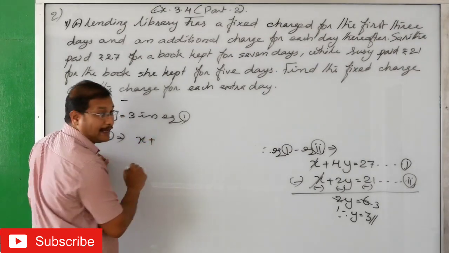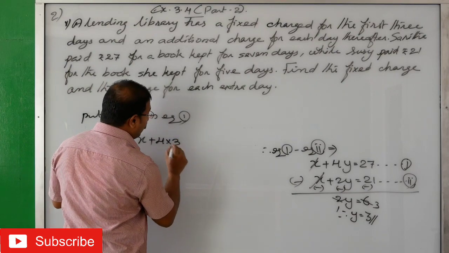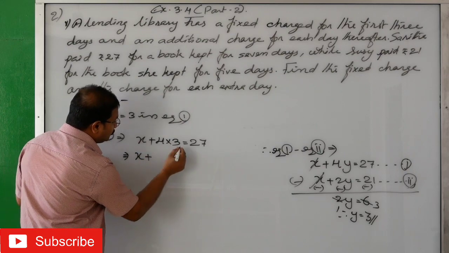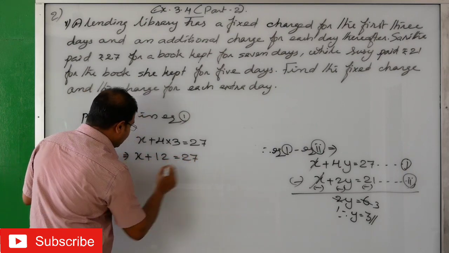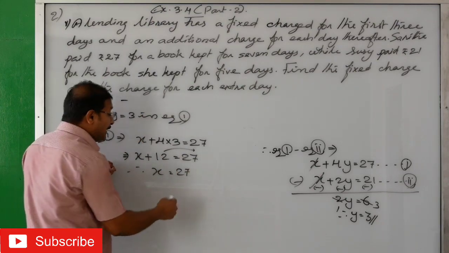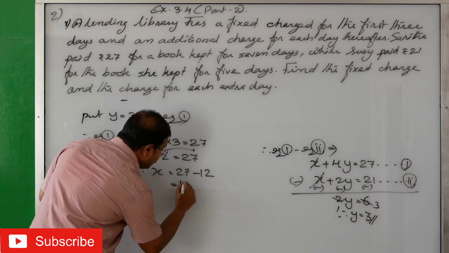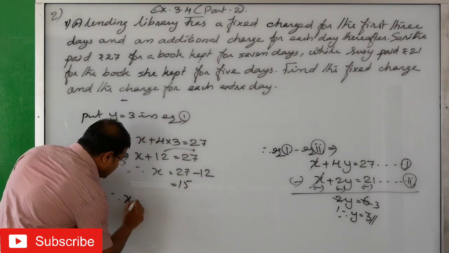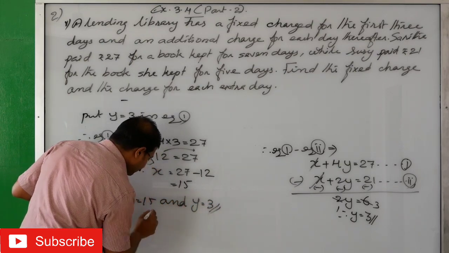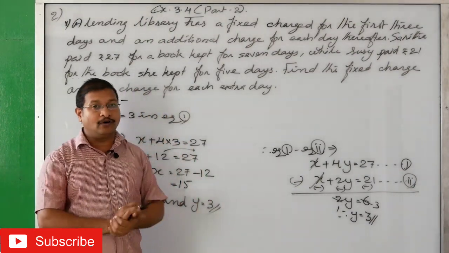x plus 4y equals 27. x plus 4 into, in place of y, what you will write? 3. This implies x plus 4 threes are 12 equals 27. Therefore, x equals 27 plus 12 goes next side minus, that means minus 12. So, what you will get? Yeah, that is 15. Therefore, x equals 15 and y equals 3. So, we got it now. The entire exercise 3.4.